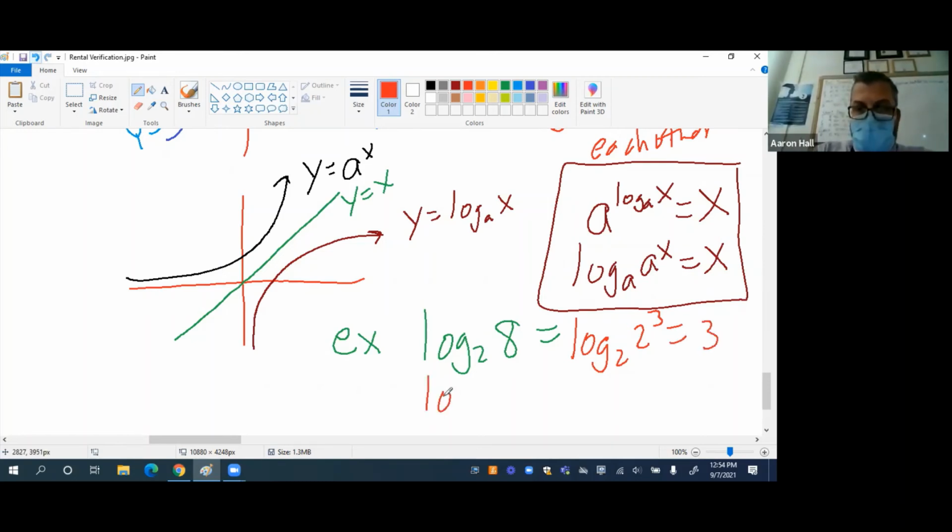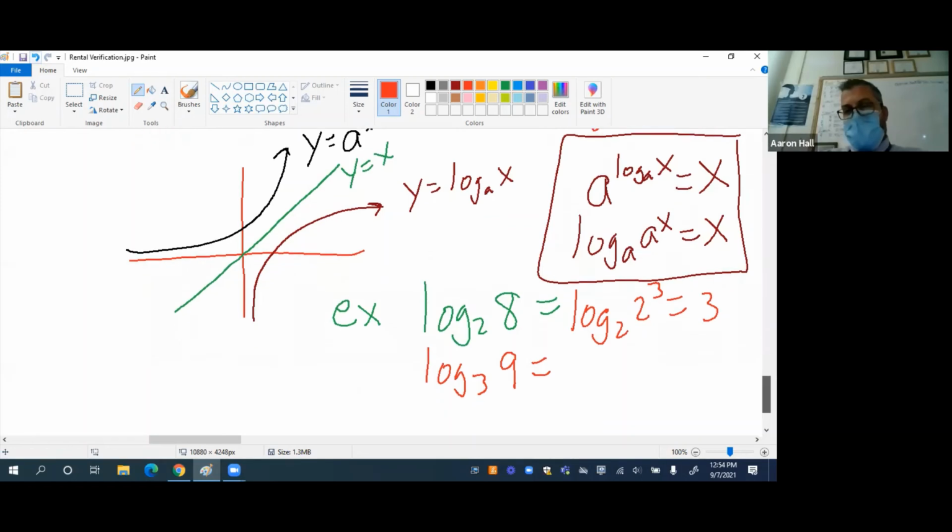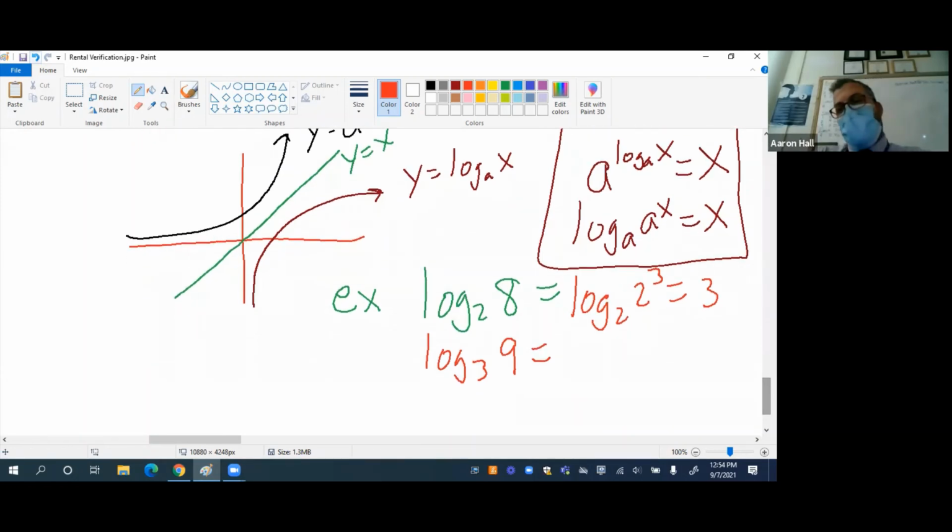What if I have log base 3 of 9? What does that have to be? It has to be 2. I can rewrite the 9 as 3 to the power of 2. So I have log base 3 of 3 to the power of 2. The answer has to be 2.